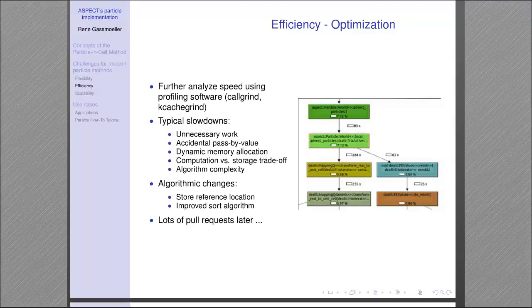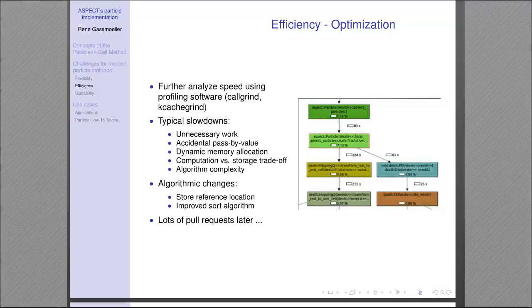In this example, the advect particles function on the top needs 7% of the total runtime. It calls 83 times the function local advect particles, which is like advect all particles of one cell, which again called other functions, and this way you can walk your way through the code to find the places where you spend most of your time.